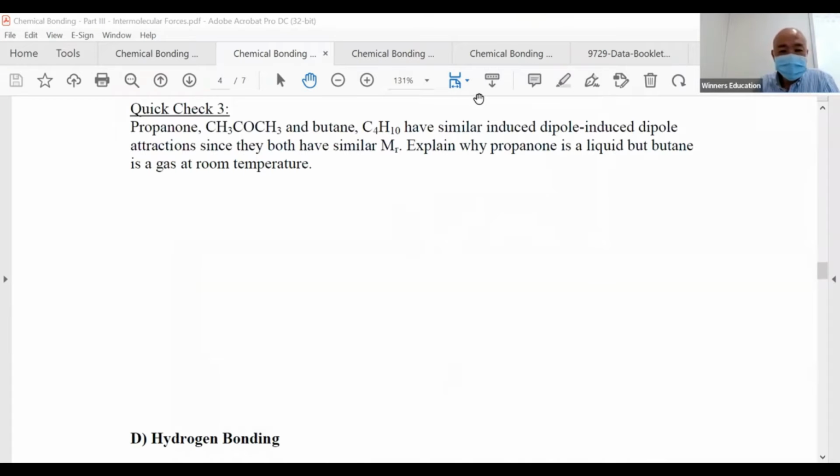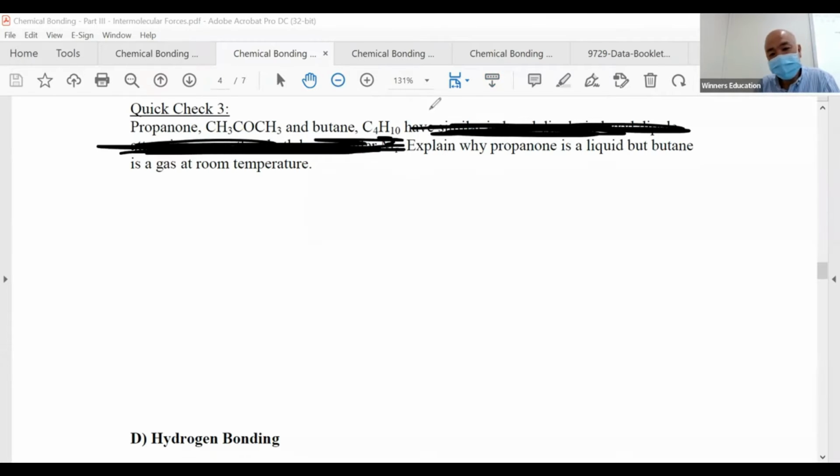Okay, so if you look at the question, they say propanone and butane have similar ID attraction, since both have similar MR. Just imagine I remove all this. Okay? Can you still do it? All right, imagine I do this. Your school will do this. Full stop. They'll say both are organic compounds commonly used in the lab.